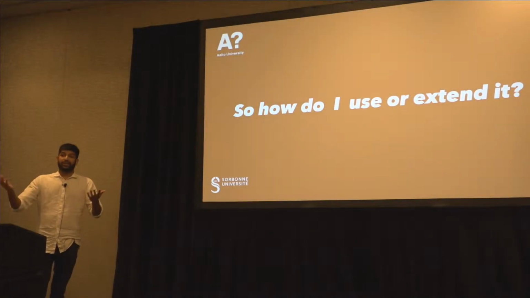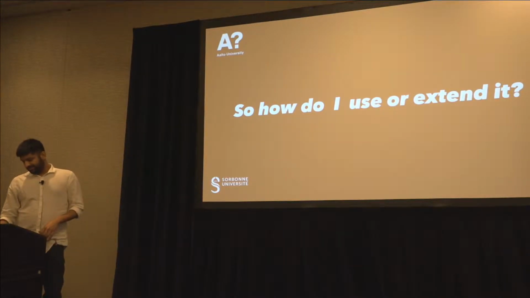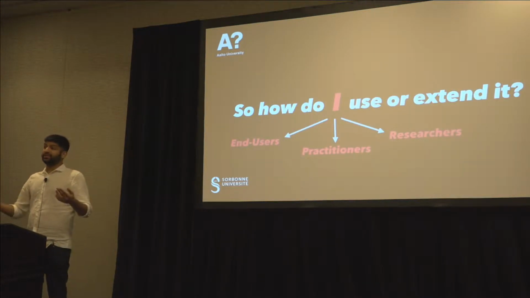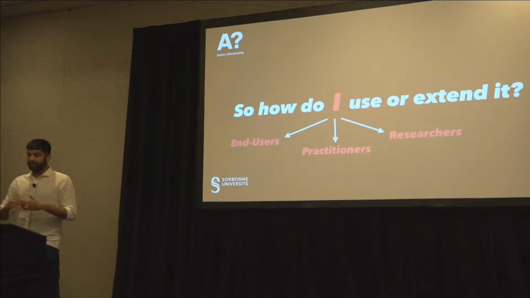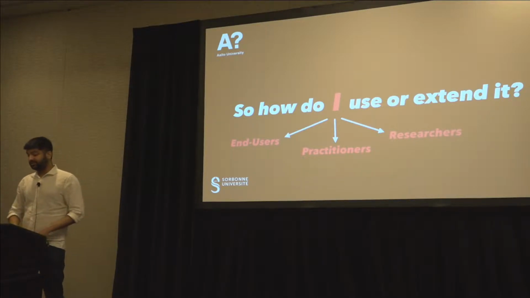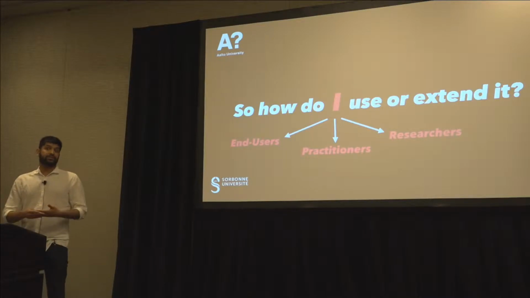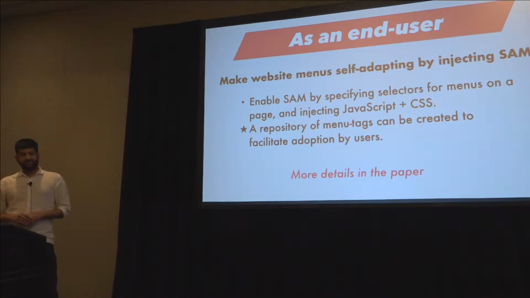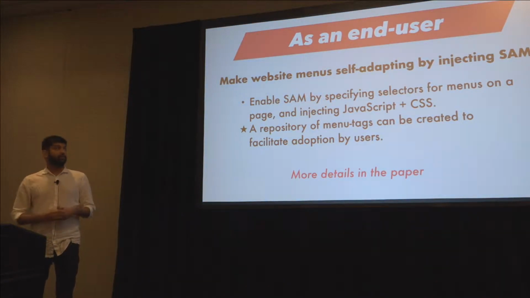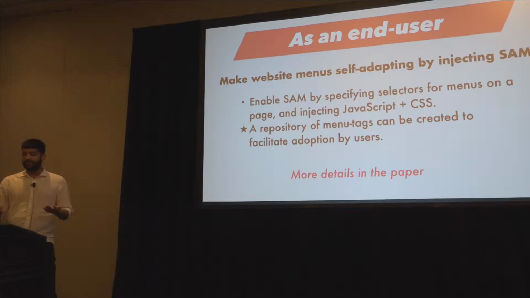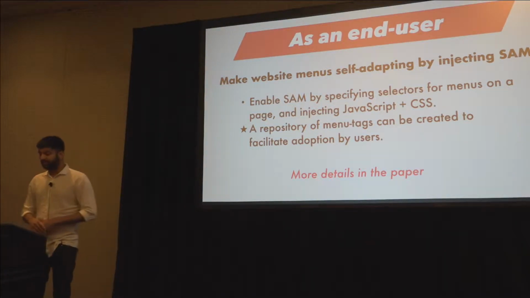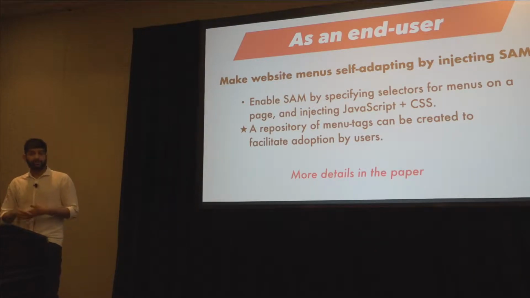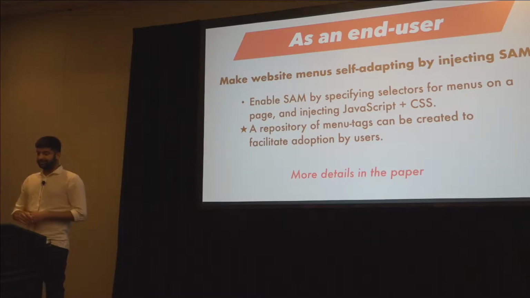So how do I, or you as a user, extend it? We've answered that in 3 different ways. So you could be an end user who's just trying to adapt to websites that you visit. You could be a practitioner who's developing websites, or a researcher who's doing more research on menu design and menu adaptation. First, for end users, what we do is we give you a platform with which you can make website menus self-adapting by just injecting the SAM code. So to do that, you basically specify selectors for different menus on a web page that you visit and inject the SAM code onto it.